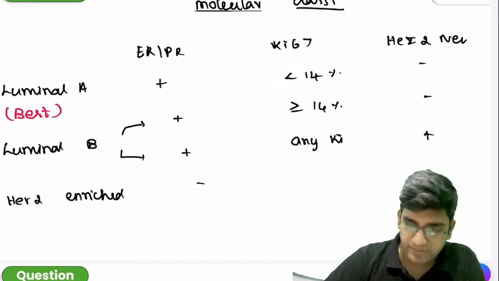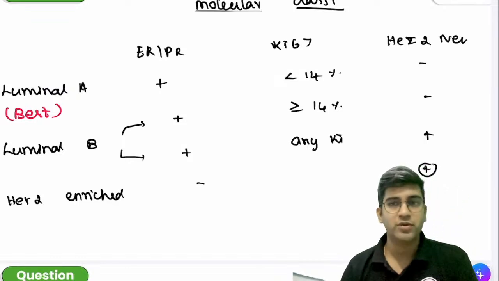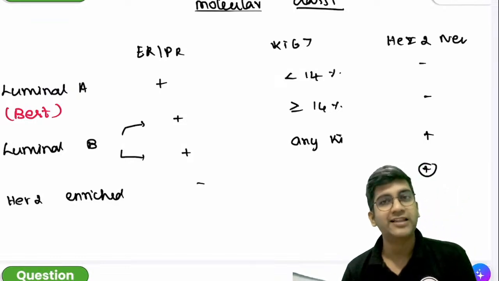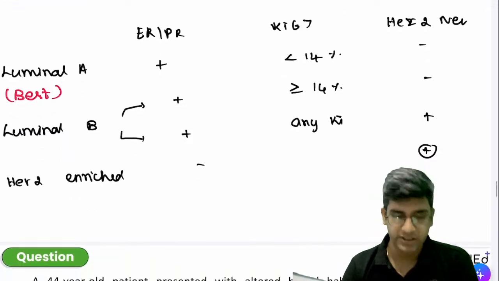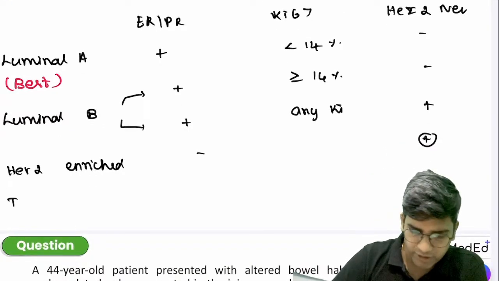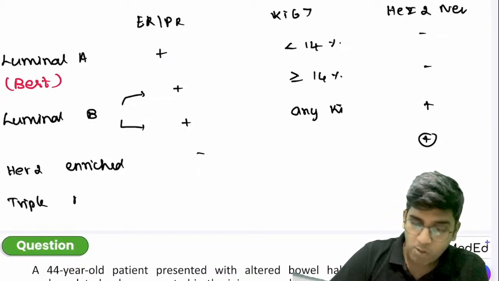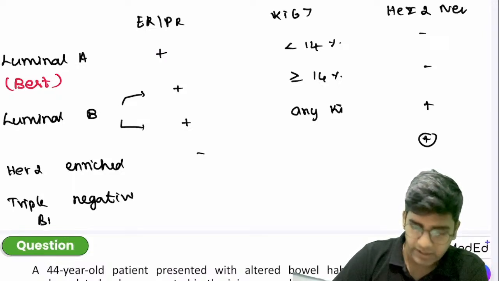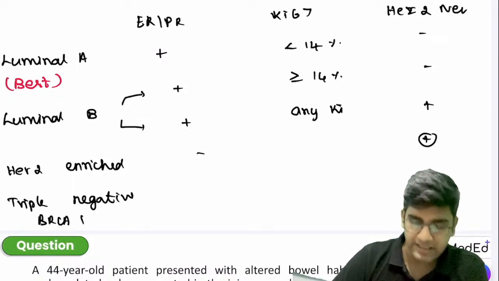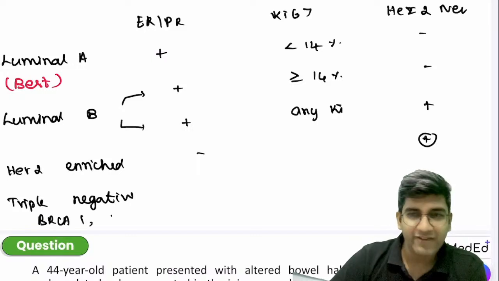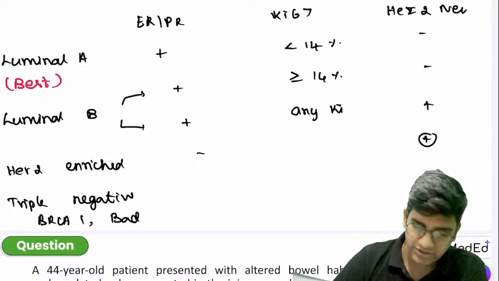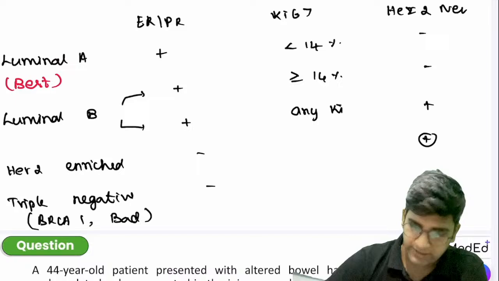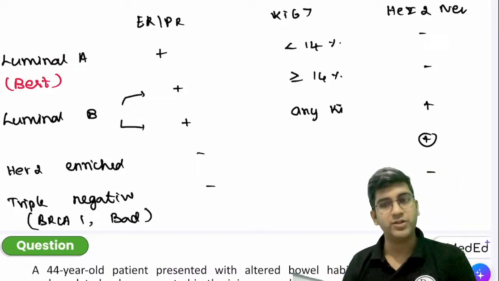Then I have HER2 enriched. As the name says, only HER2 is positive. For this patient, the targeted therapy of trastuzumab or Herceptin works. Last but not least is triple negative. Most of the BRCA related cancers are triple negative. BRCA1 related cancers are generally triple negative and they have a very bad prognosis because nothing is positive. Everything is negative, it's triple negative.